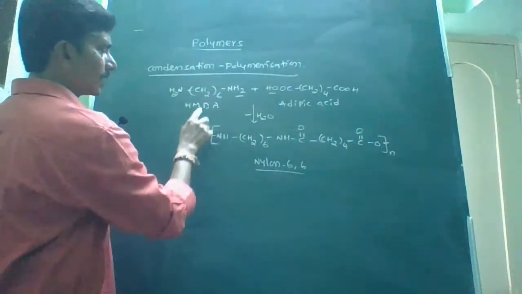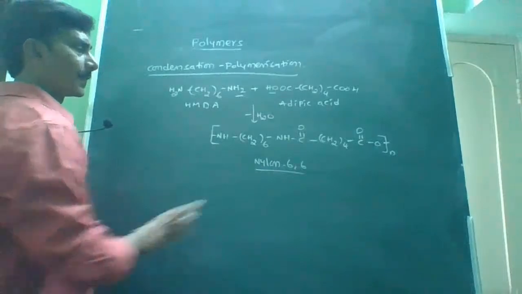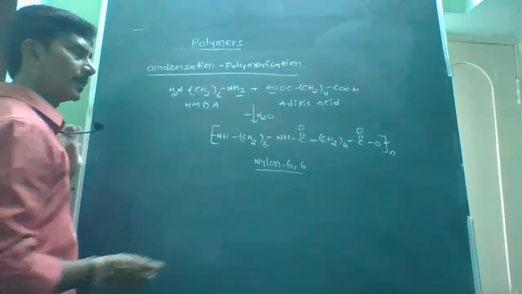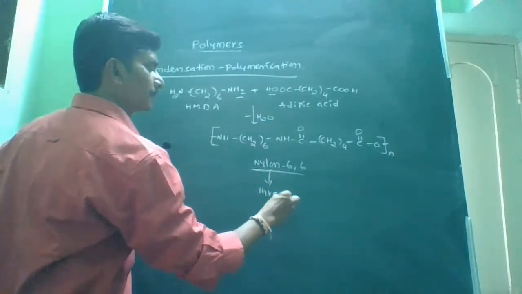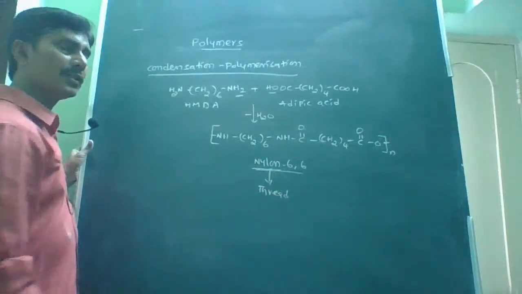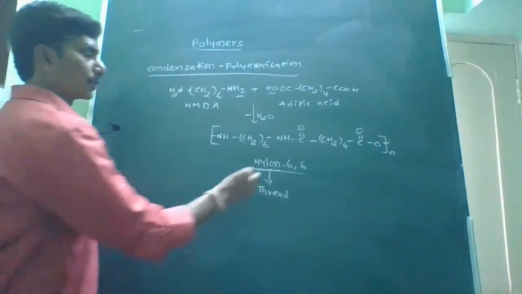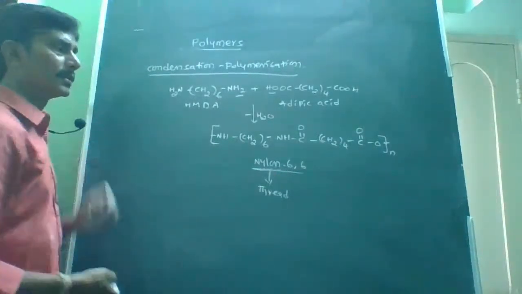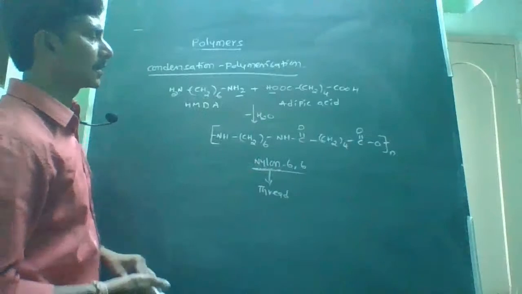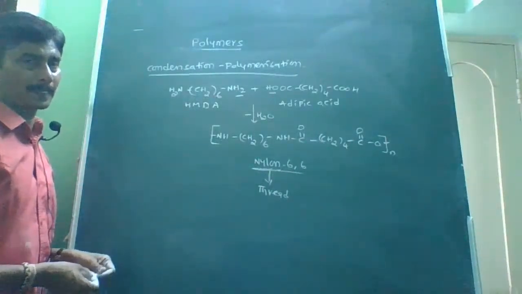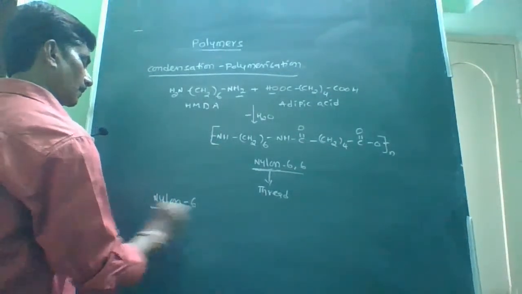6 carbons in hexamethylene diamine, 6 carbons in the adipic acid. These are examples of nylon. Generally, why these are called nylon: it means a thread which was used in New York and London, so it was named nylon. Having two monomers, each containing 6 carbon atoms, it is called nylon 6,6. Nylon 6.